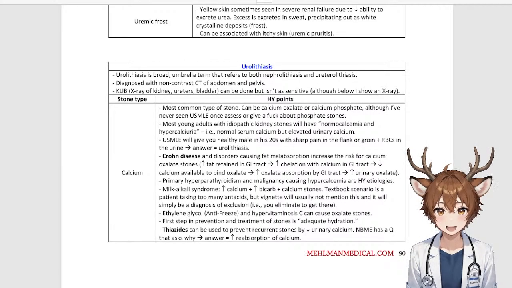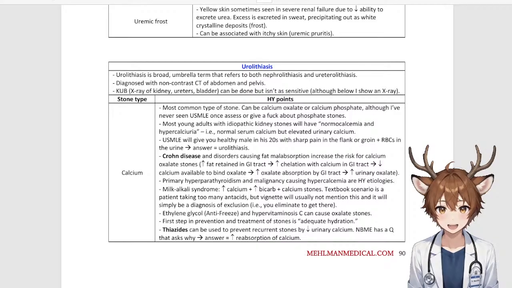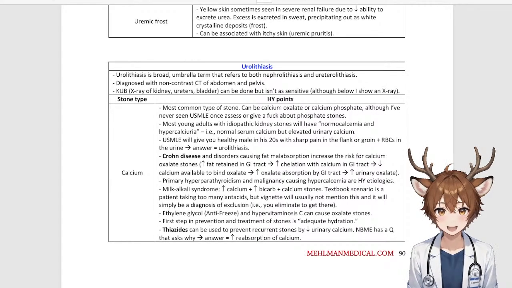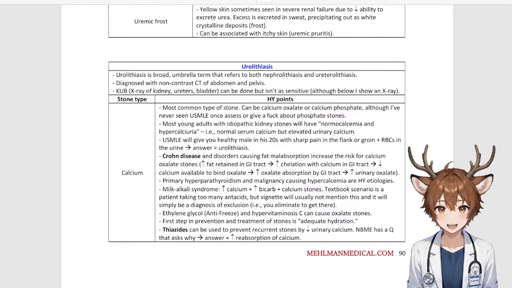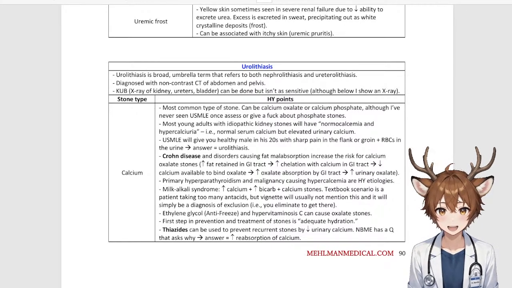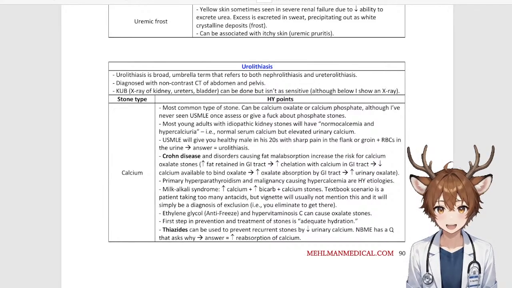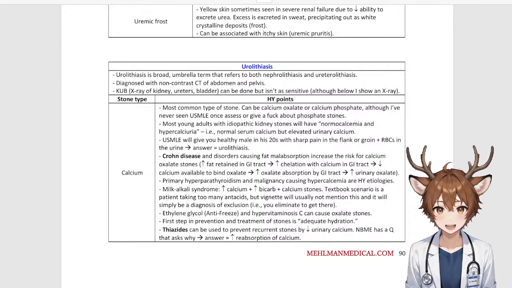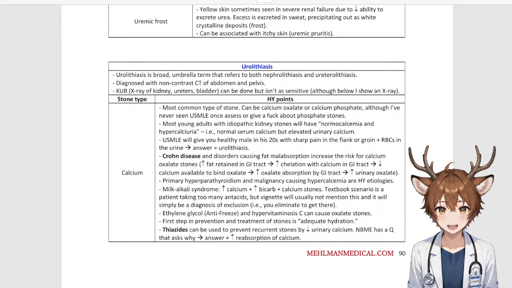Primary hyperparathyroidism and malignancy causing hypercalcemia are high-yield etiologies. Milk alkali syndrome: elevated calcium plus elevated bicarb plus calcium stones. Textbook scenario is a patient taking too many antacids, but the vignette will usually not mention this, and it will simply be a diagnosis of exclusion, that is to say, you eliminate to get there. Ethylene glycol, antifreeze, and hypervitaminosis C can cause oxalate stones.